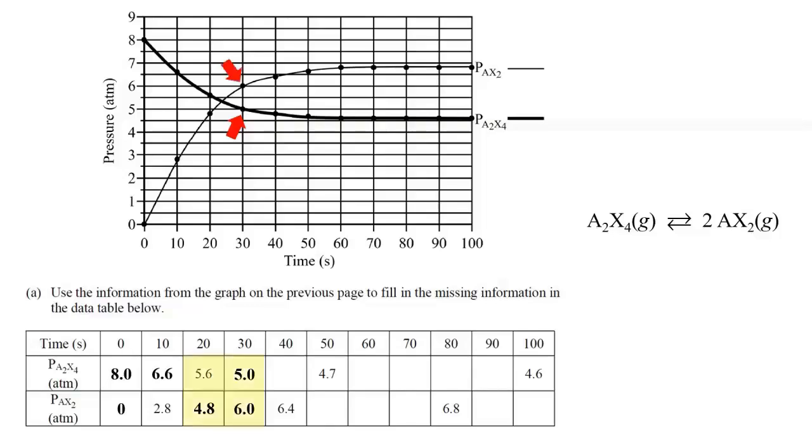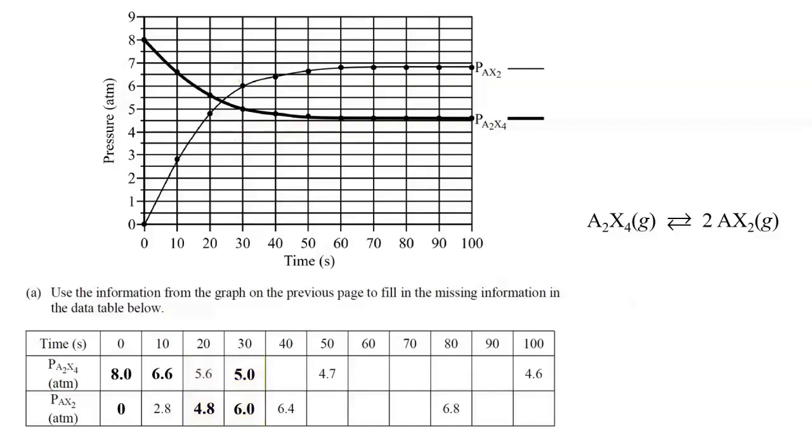Now, if we look at that 10-second interval, again, relating this to the stoichiometry and the 1:2 mole ratio between reactants and products, we can see that the pressure of the reactant decreases by a value of 0.6 atmospheres, and the product increases by twice that amount, or 1.2 atmospheres.